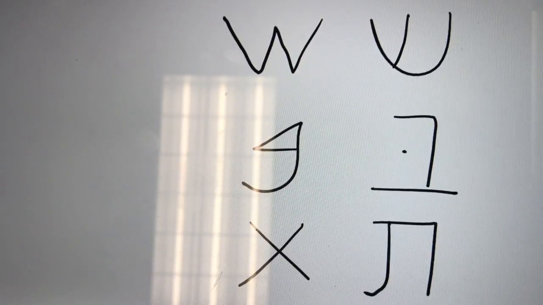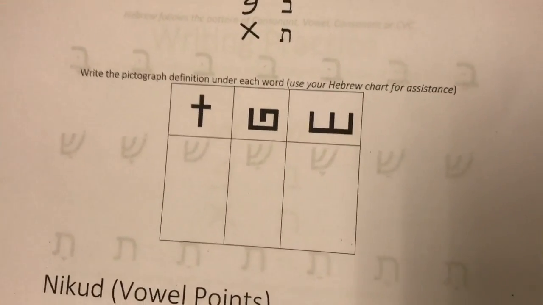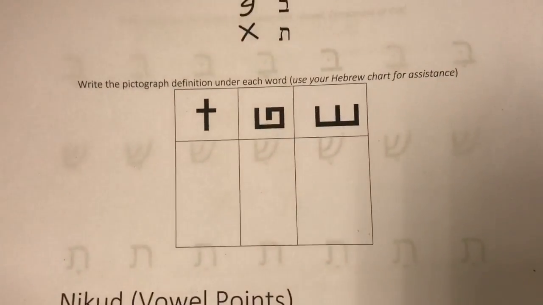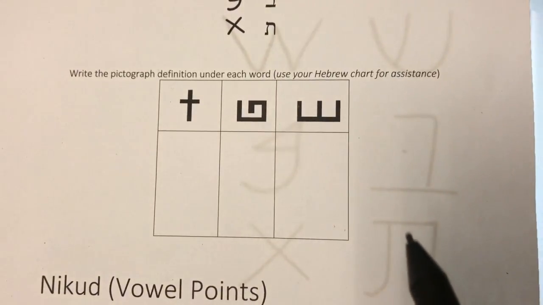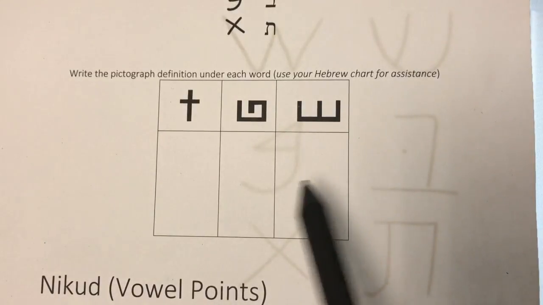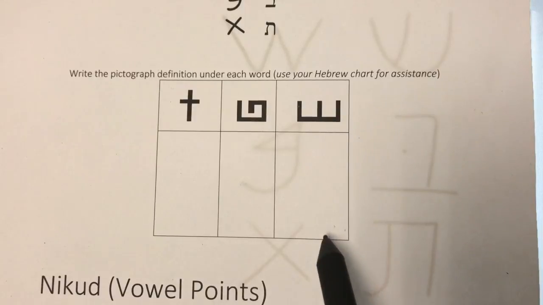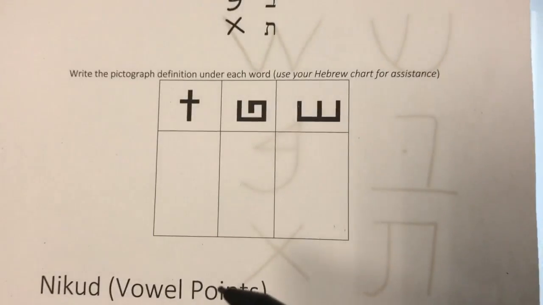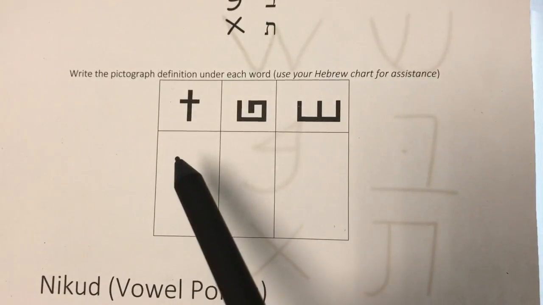If you've downloaded your sheet, then you will have space to actually write in, and actually I'll take one at a time so that doesn't bleed through for you. You'll have space to write in what the pictograph definition for each word is. So this is what you will be doing for your review work. You're going to write in shin, and you can take the Hebrew character, which you already know, and write those in here, your bet, and your tav.